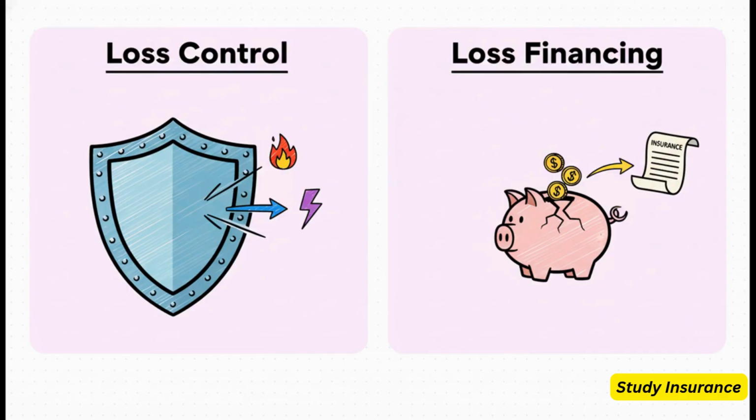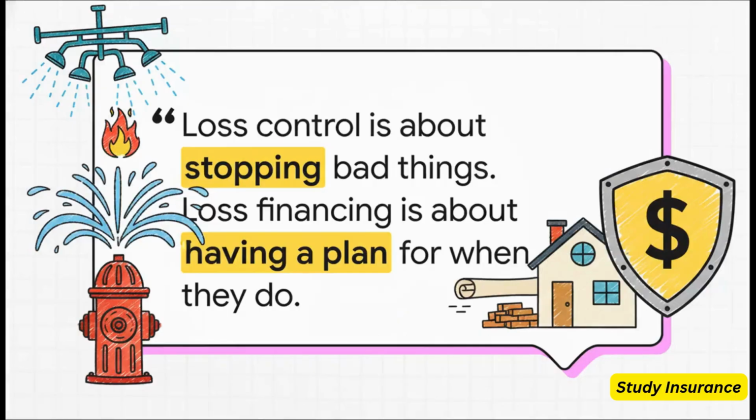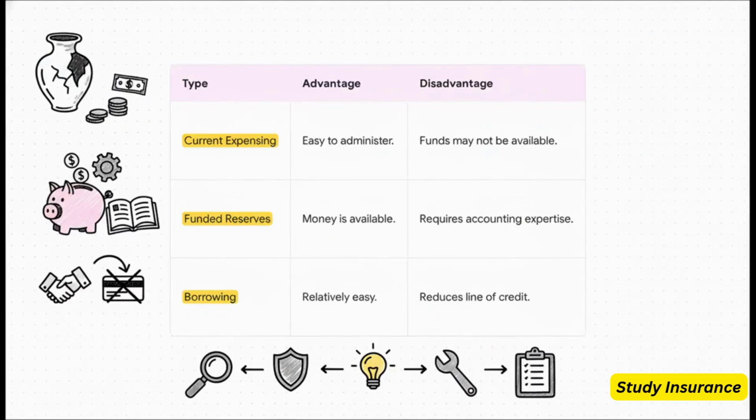This is reactive. This is your plan for how you're going to pay for the mess after something bad has already happened. And here's a great way to think about it. Loss control is installing a sprinkler system to stop a fire from getting out of hand. Loss financing is the insurance policy that cuts you a check to rebuild the store after the fire is out. A truly great risk management plan has to have both. You can't just have one. So let's zoom in on loss financing. The first option is retention, which is just a fancy way of saying self-insurance. It means Alex decides to handle some losses on their own.